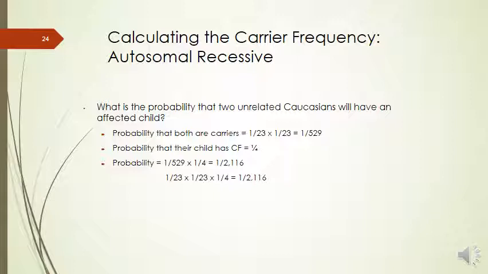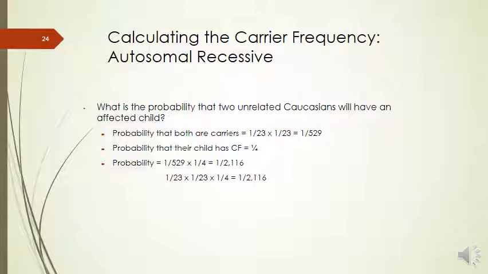Well, in the case of cystic fibrosis, if you're taking a look at two unrelated Caucasians, what's their probability? Well, the probability that both of them are carriers is 1 out of 23. And so 1 out of 23 times 1 out of 23 equals 1 out of 529. And now what's the probability that their child has cystic fibrosis? Well, even when you have two carriers, let's remember, it's only a 25% or 1 out of 4 chance that you're going to have a child who actually has the disease.